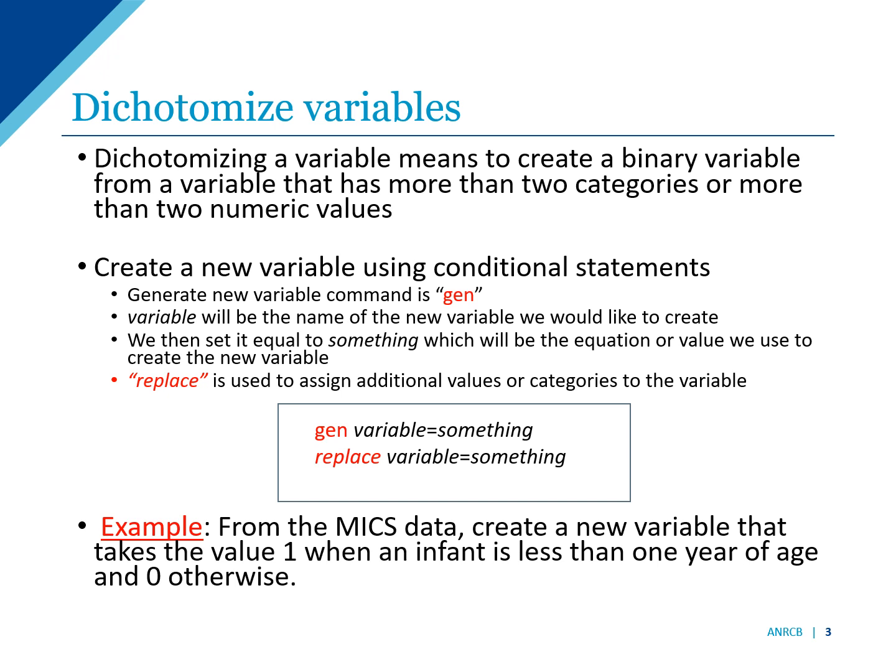Here we have a statement that tells Stata to generate a new variable, or gen. We tell Stata to generate a variable, and we give the variable a name, and then we tell Stata what that variable will be, meaning the equation or value of an existing variable that we want to use to create the new one. We use replace in order to assign additional values to our new variable. Let's look at an example from the mixed data in which we create a new variable that takes the value 1 when an infant is less than 1 year of age and 0 otherwise.